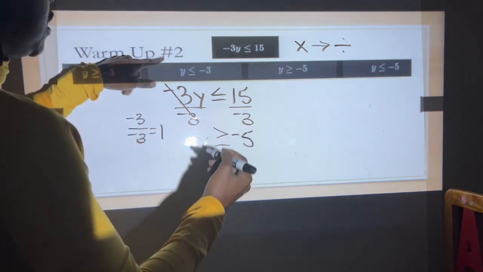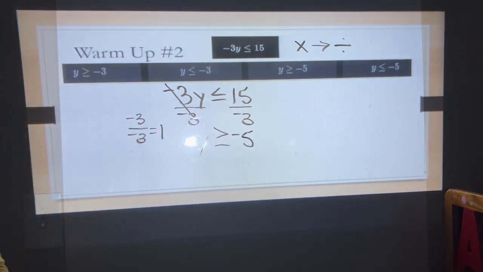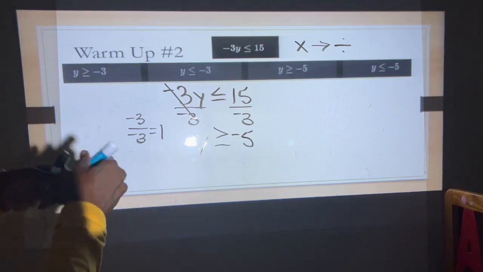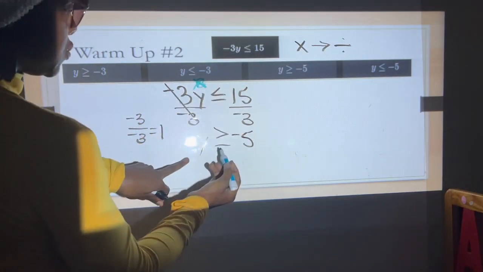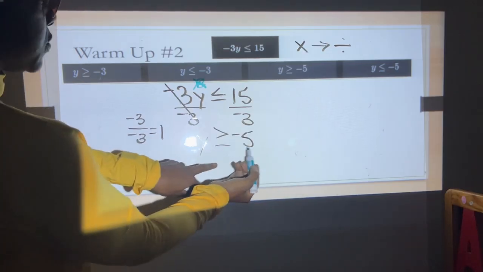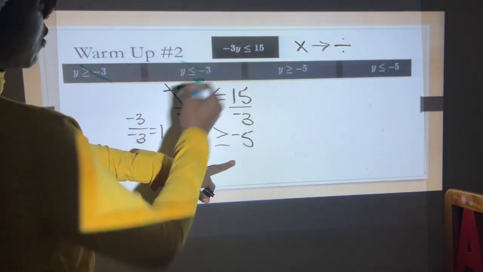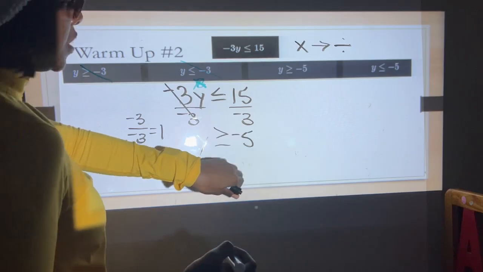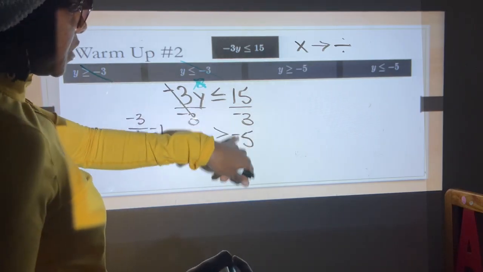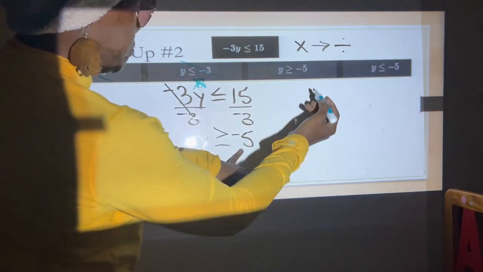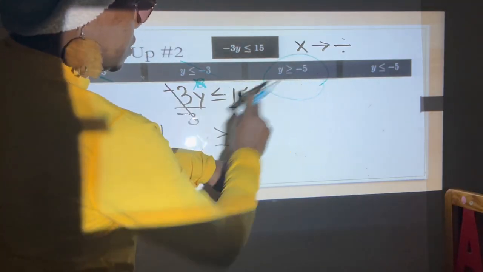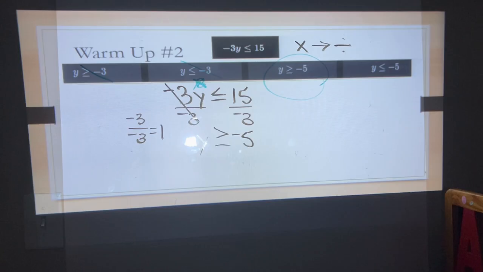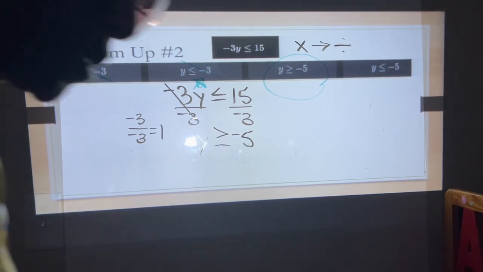So I chose B. We know that B was not the correct answer. But if we look at our answer choices, we're looking for y is greater than or equal to -5. We can automatically cross out A and B in that moment, because 15 divided by 3 is 5, and then it's negative, which means C is the correct answer. Yes, C was the correct answer. So I missed that one. All right, so I am going to go on.